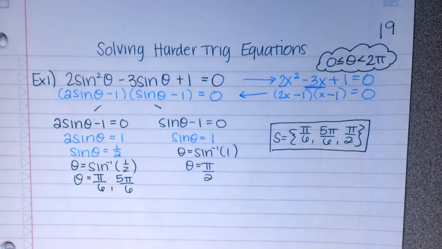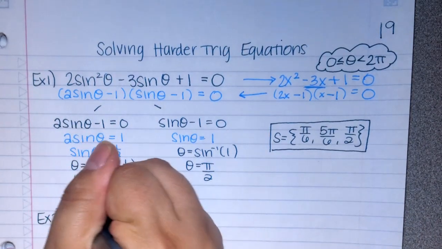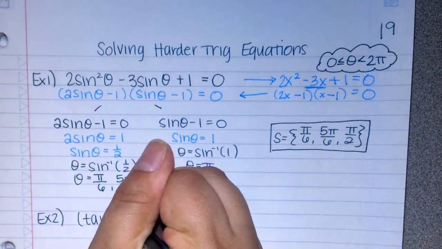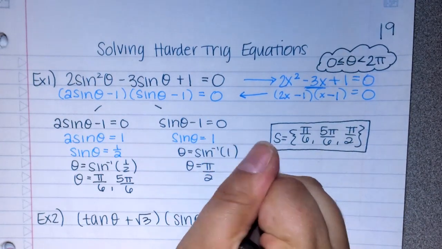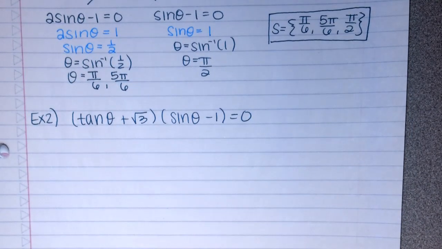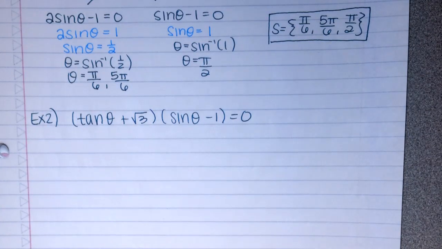No questions? All right, let's do example 2. I have the tangent of theta plus the square root of 3 times the sine of theta minus 1, and that's going to equal 0. I like these problems. But what do you think we're going to do first? We can straight up go to separating them.